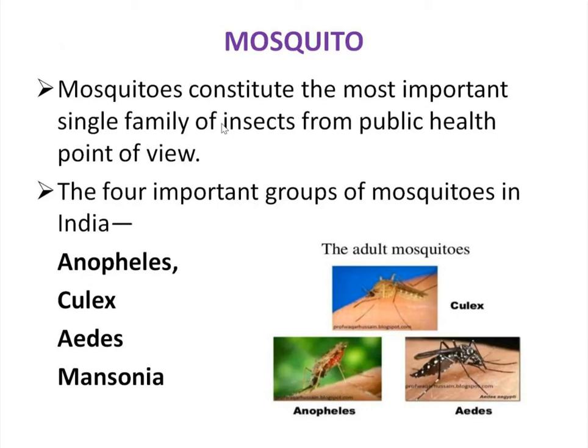So basically, we have four important groups of mosquitoes which are of public health importance in India. Examples are Anopheles, Culex, Aedes, and Mansonia. So these four types of mosquitoes are important for us: Anopheles, Culex, Aedes, and Mansonia.